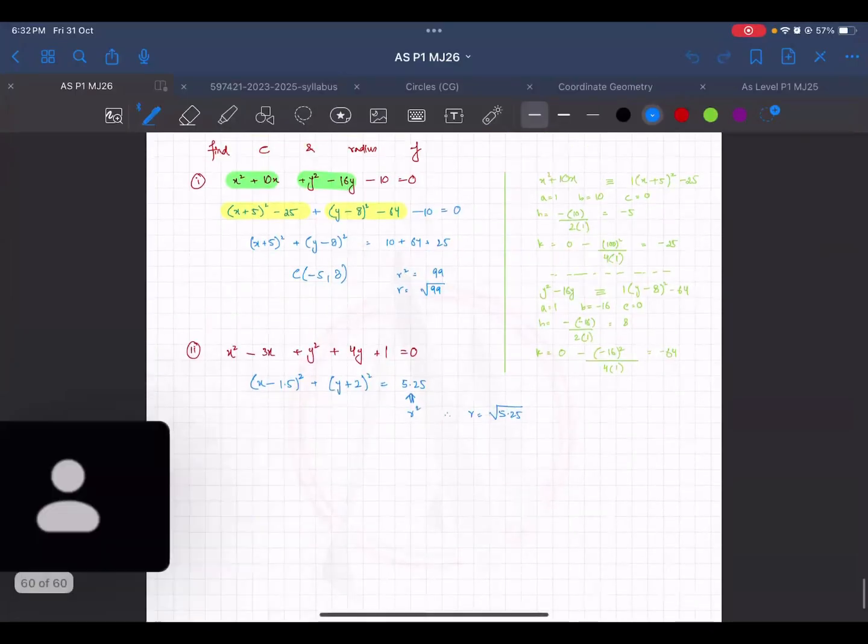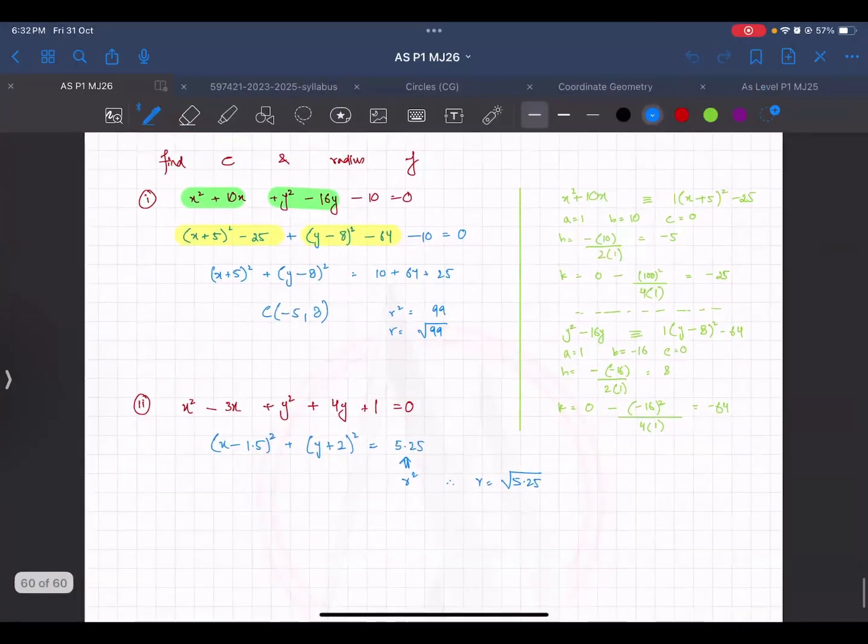Okay, so you did this one, you got the right answer. When you converted using the completing the square form, you got the center as 1.5 comma minus 2 and the radius as square root of 5.25. This is one of the things that they very explicitly ask. They give you an equation in this form and ask you for the radius and the center. So this is how you do it.